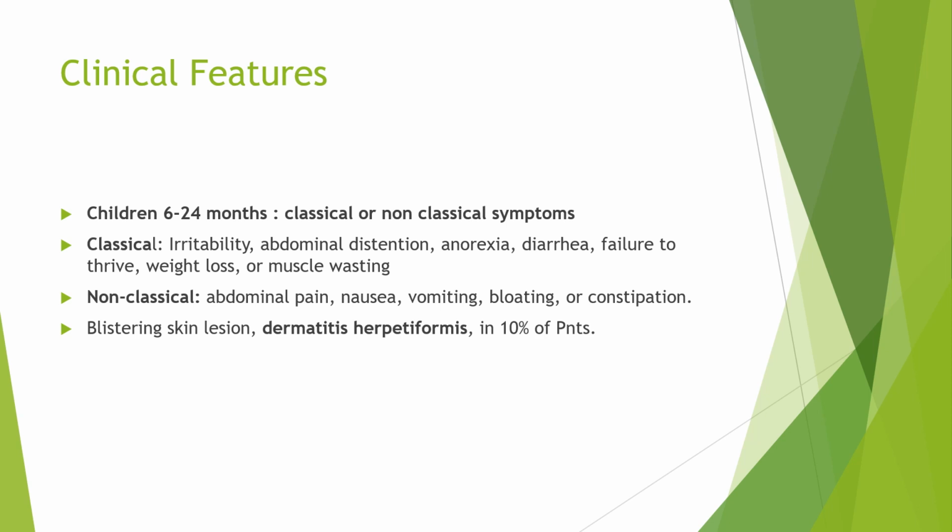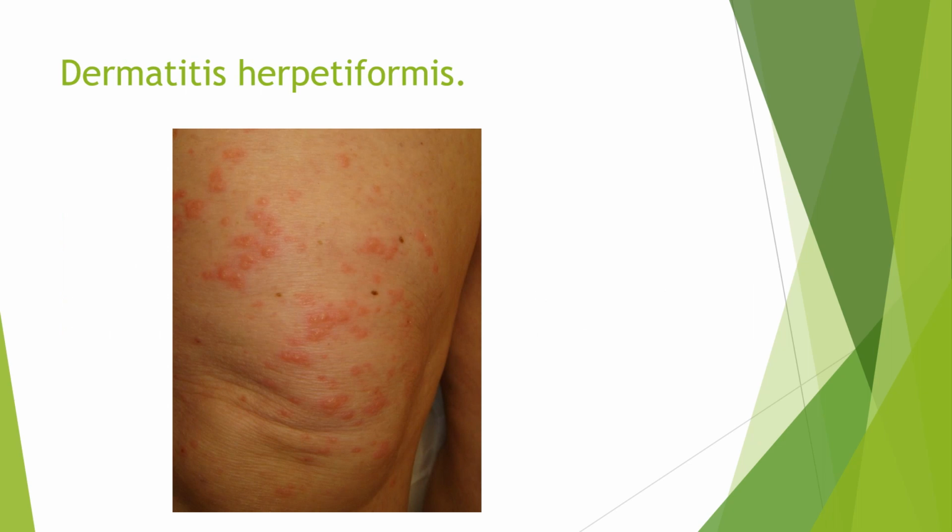In 10% of patients there may be an associated blistering skin disease, with a lot of blisters and an itchy skin rash that resembles herpes simplex virus, and it is called dermatitis herpetiformis, but it is not viral. It is also an immune-mediated skin disease associated with celiac disease. This is the typical manifestation of dermatitis herpetiformis, resembling herpes simplex. As you can see here, there are many fluid-filled vesicles, and they are very itchy to the patient.